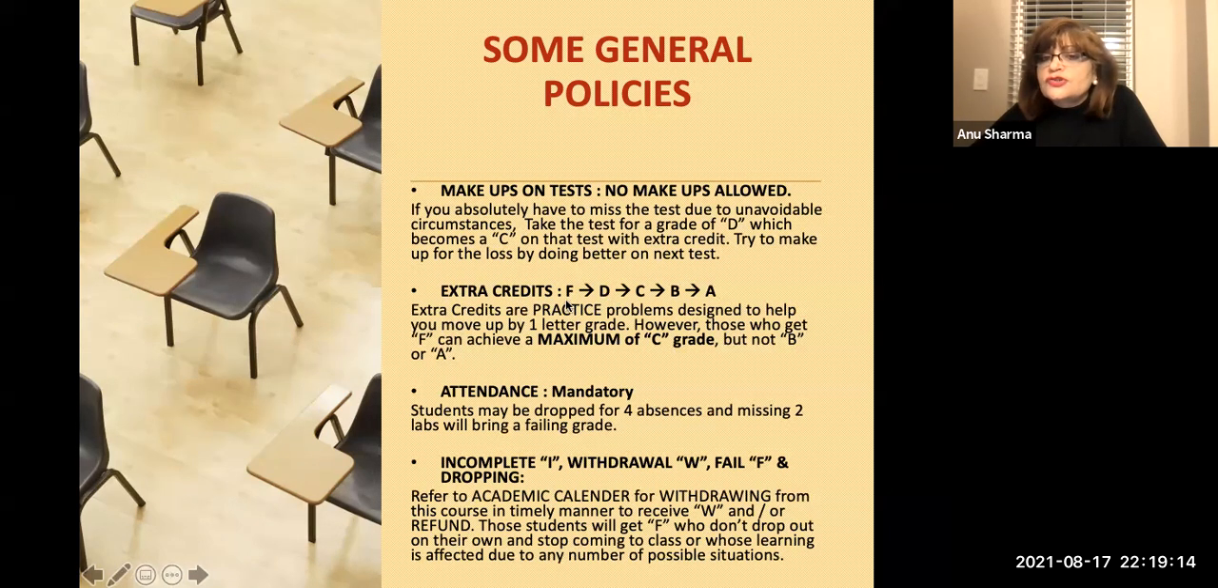Be realistic. The students who get F and D cannot become B and A. It's not possible. Mathematically, it doesn't work, even if you do all the extra credits. Okay, so that's what it is. So try to avoid that, but do your best.